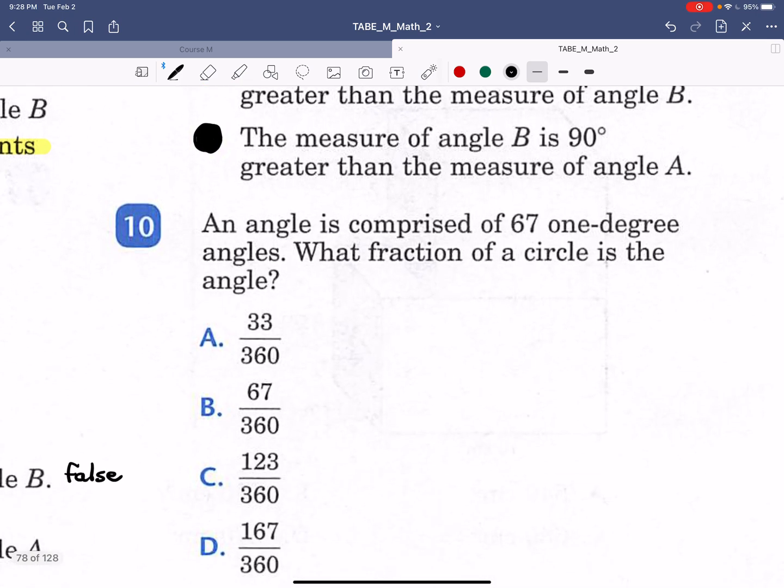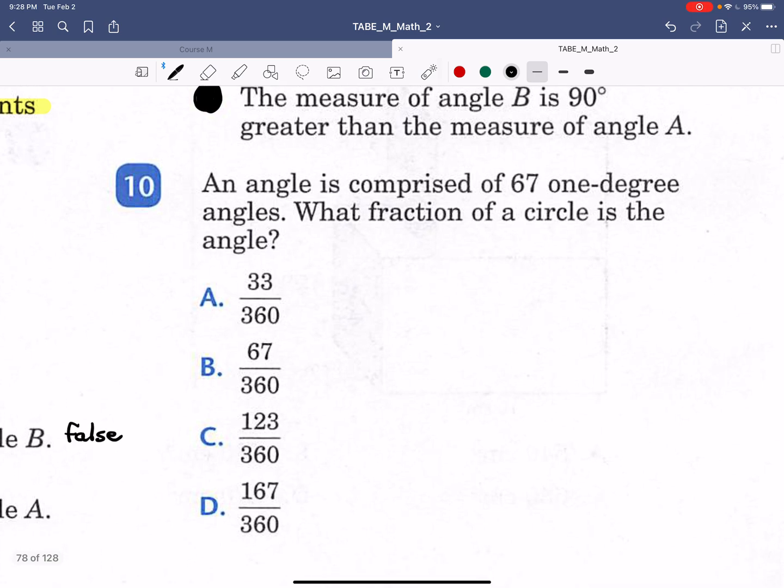Number 10. An angle is comprised of 67 1-degree angles. So we're building up. 67 times 1 degrees is 67 degrees. So what fraction of a circle is the angle? Fraction of a circle. So 67 is what fraction of a circle? Well, a circle has 360 degrees. So I'm looking at B for number 10.